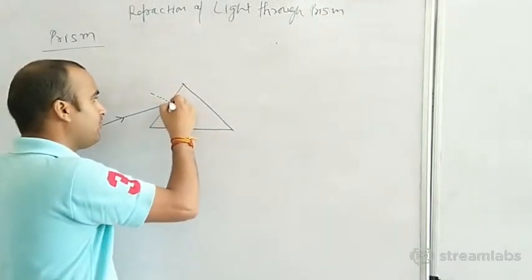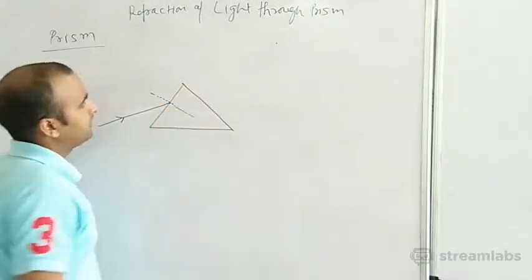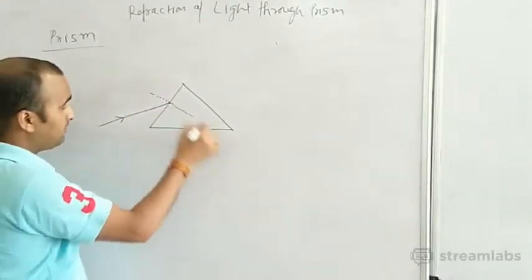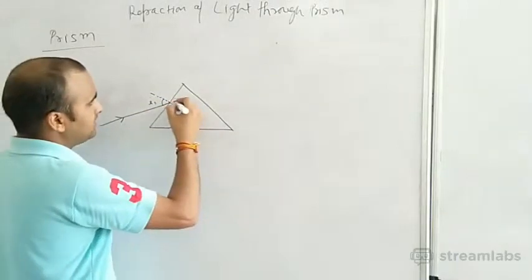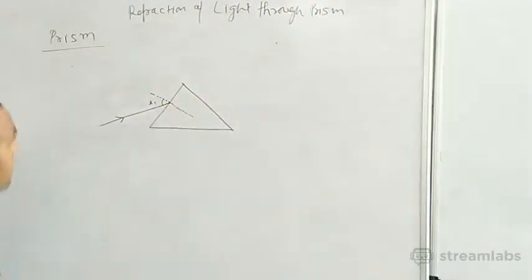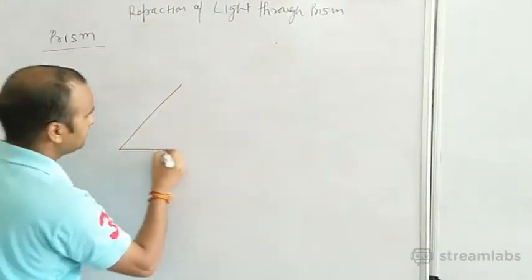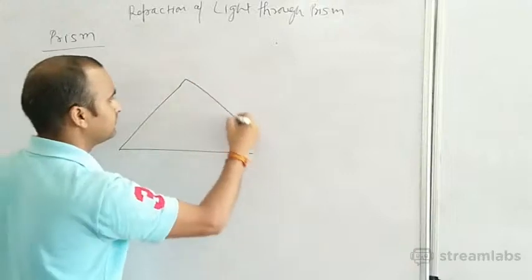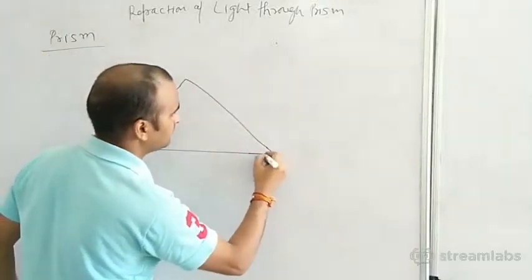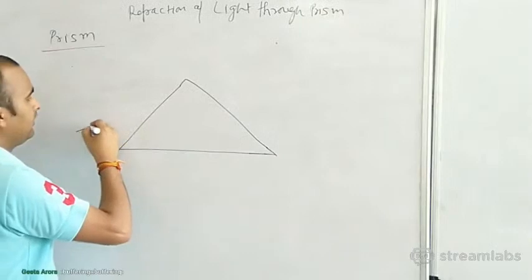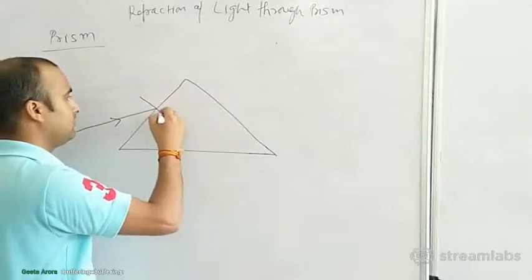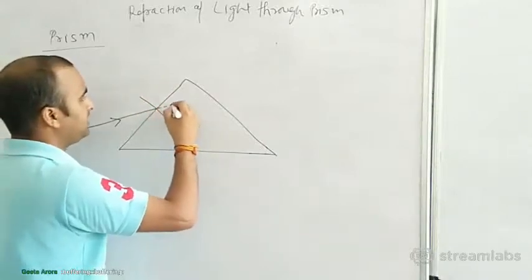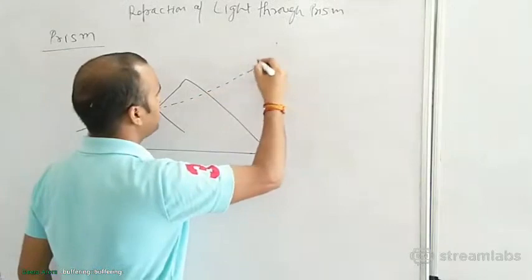So first of all I draw a perpendicular line here. So this is the normal of the prism, angle of incidence I1. The original path of the light is, okay, wait. Light is coming like this way. Okay, this is the normal. The original path of the light is like this way. This is the original path of the light.